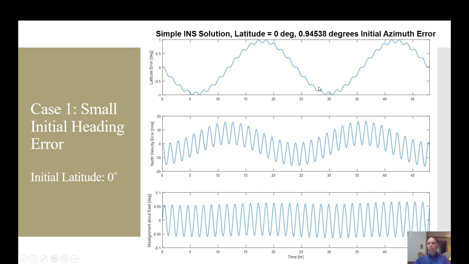These Schuler oscillations, you remember, were not accounted for in our very simple analytical derivations. And here you see the north velocity error, which is in this case somewhat dominated by Schuler type errors. You could also see the, say, smaller diurnal errors along this curve, and these are the misalignments about the east axis.